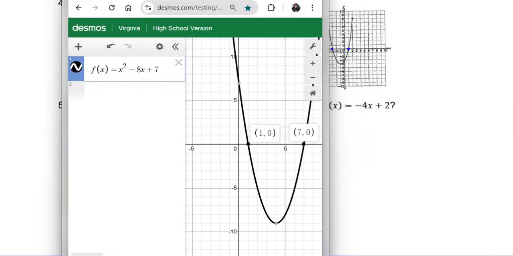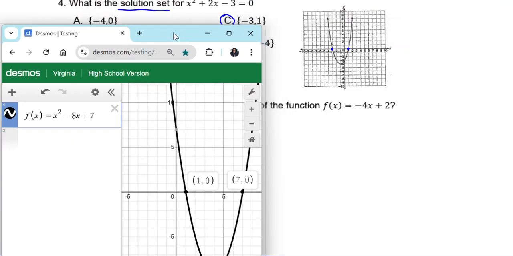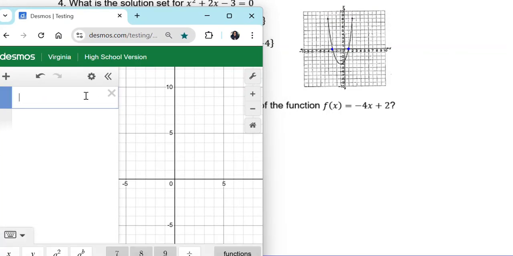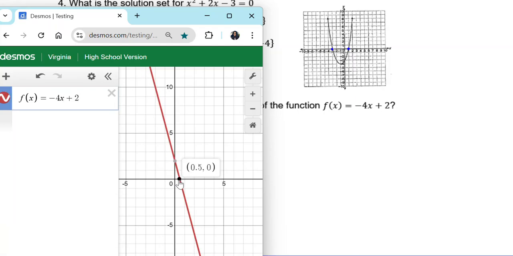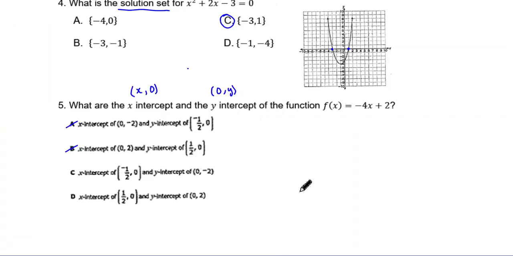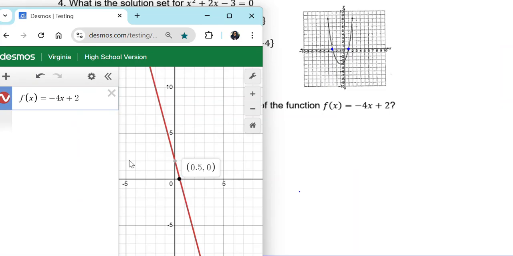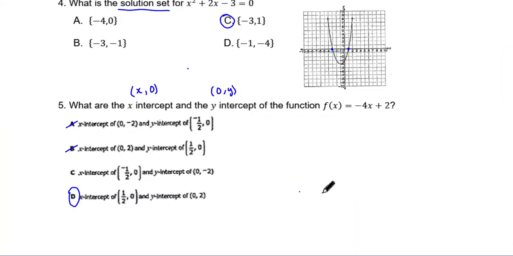In Desmos, I'll plug in my function. f of x equals negative 4x plus 2. It looks like the x-intercept is at 0.5, so that's positive 1/2, 0. And then the y-intercept is at 0, 2. And that's it. 0, 2.